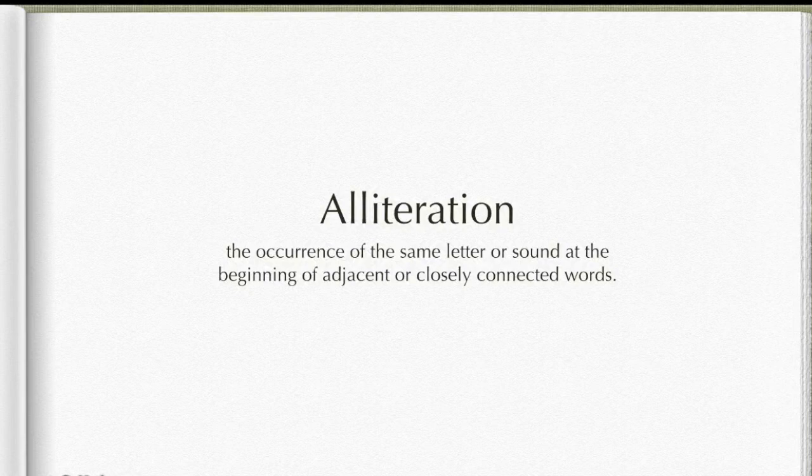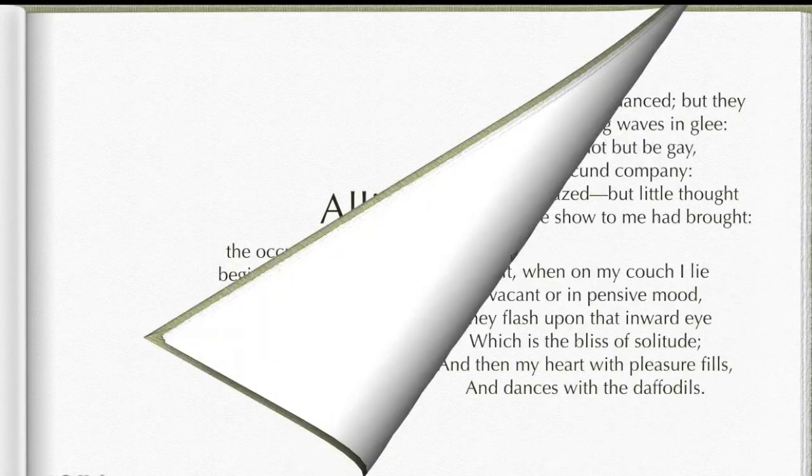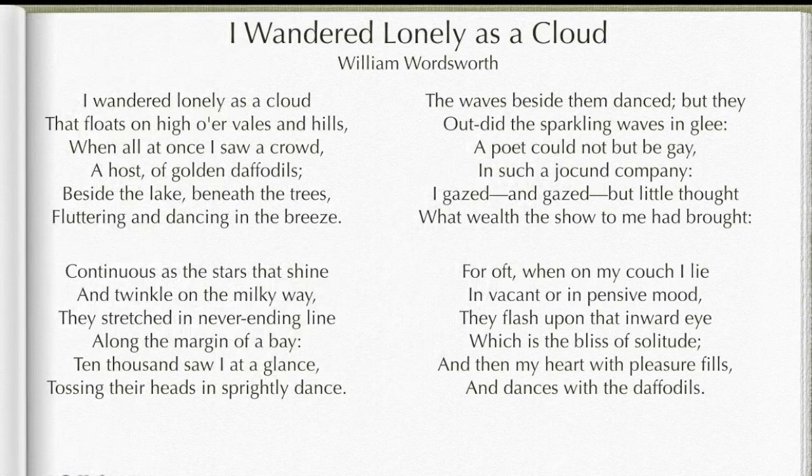So what I'd like to do is take a look at a poem, and that's what we're going to do throughout this course. We're going to look at a poem, see how the masters used these techniques, and then we're going to incorporate them in our own writing. So the first poem that we're going to look at is I Wandered Lonely as a Cloud by William Wordsworth.